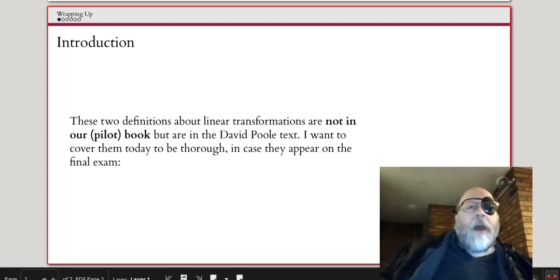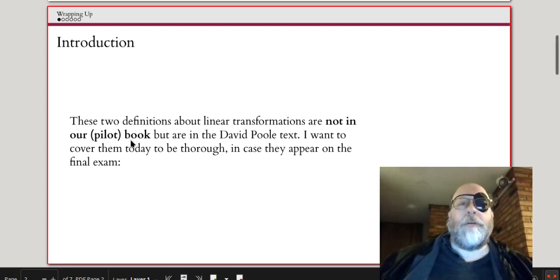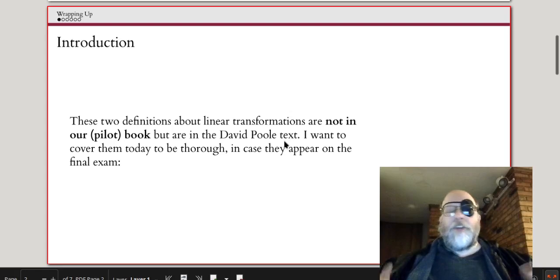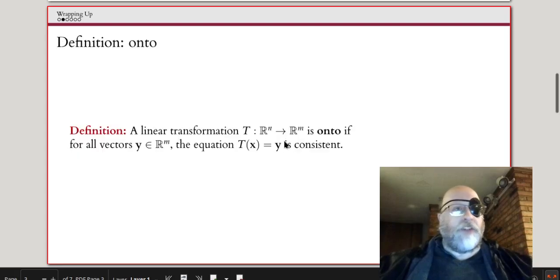So we have a couple of definitions that are not in our textbook. We're using a pilot book this semester, and they do appear in the David Poole text, which is the traditional textbook that we're using for this course. Just to be thorough, I'd like to cover them today so that in case they show up in a question on one of the final exams, you won't be thrown by a term that you haven't seen before. So I want to go ahead and show you these two definitions. They have to do with linear transformations.